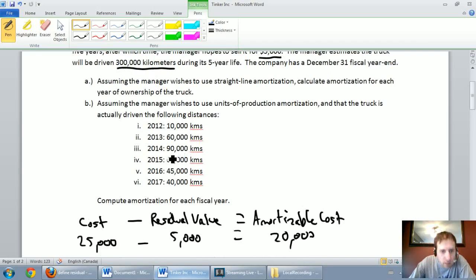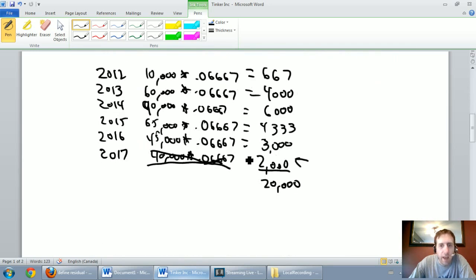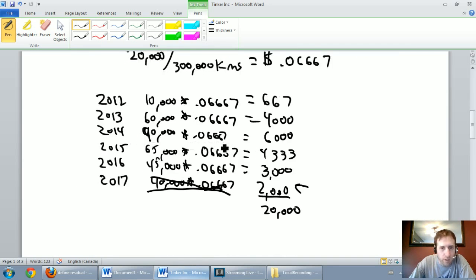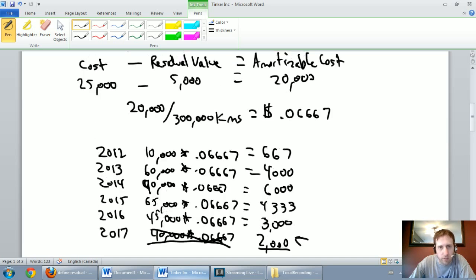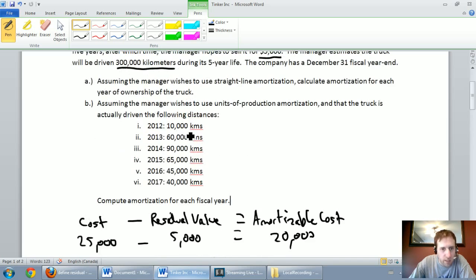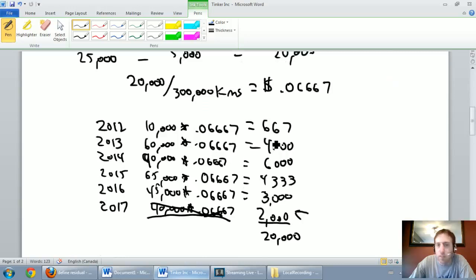So my busiest year was 2014. I drove 90,000 kilometers. My asset got amortized the most in 2014. It got amortized by $6,000. My smallest year was 10,000 kilometers, and that was the smallest amount of amortization. So units of production has done its job. It said when my asset's busier, amortize it more. When my asset's less busy, amortize it less. So this amortization method has served its purpose.